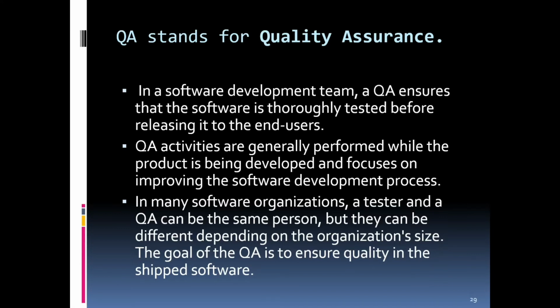In many software organizations, a tester and a QA can be the same person, but they can be different too, depending upon the organization size. If your organization is big, then there can be two different people: a tester can be one person and a QA person can be another. The goal of QA is to ensure the quality of the shipped software.